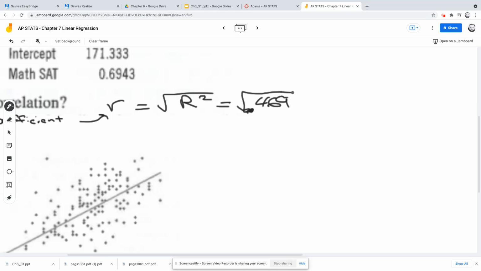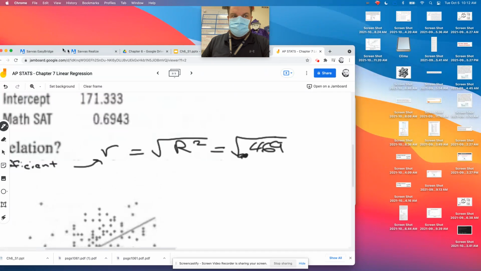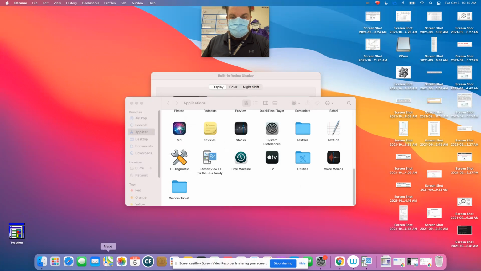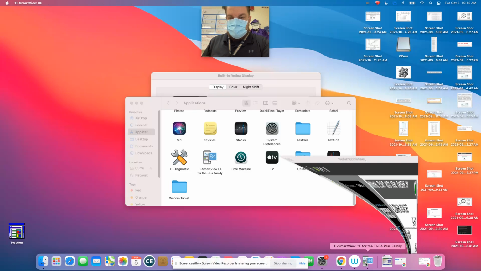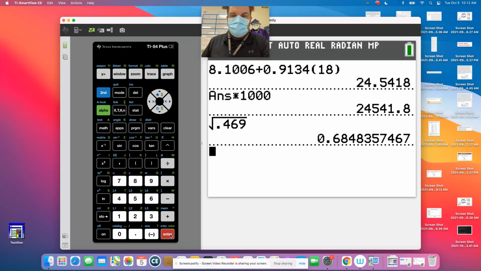And then if you just plug that in the calculator. Where's my calculator at? I want to put it on the screen. So I'm going to take the square root of 0.469, and I get 0.6, and it will round up to 0.685. Okay.